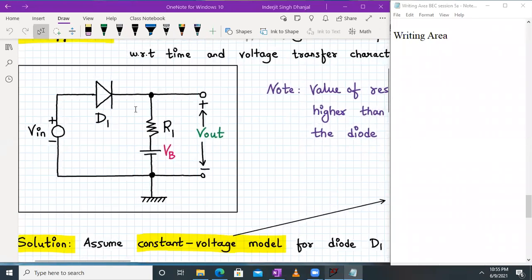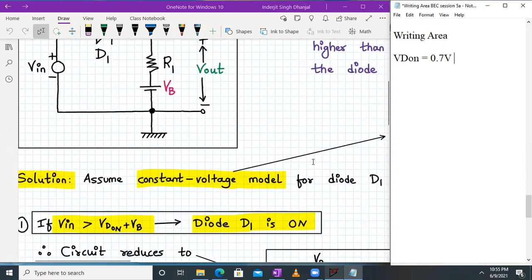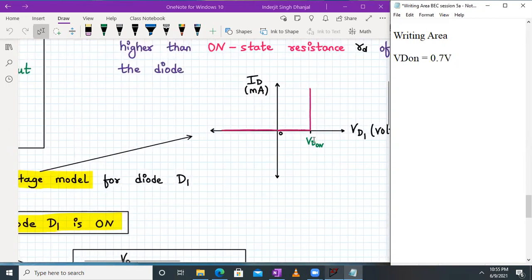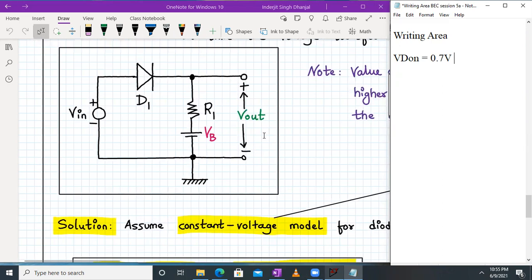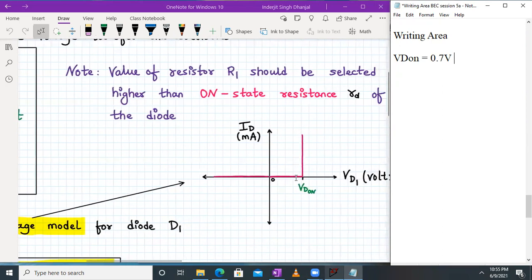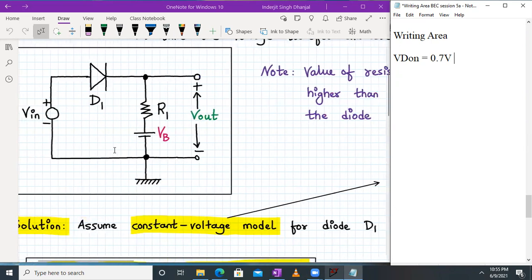So we have to determine when the diode D1 turns on, and here we have an additional battery connected in series with the diode, but this battery is also connected in parallel with the Vout. So let us see what unfolds for us. We can say that VD on is around 0.7 since we are using a constant voltage model for the diode. So the constant voltage model of the diode is this, and that means for the diode to turn on, its voltage has to be greater than VD on, and if it is less than that, the diode will turn off.